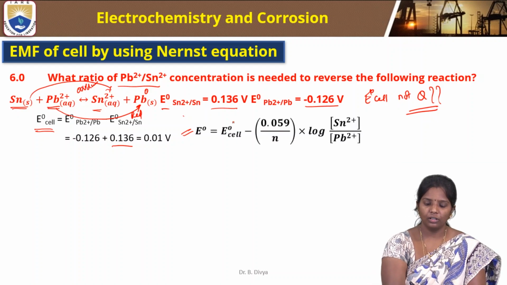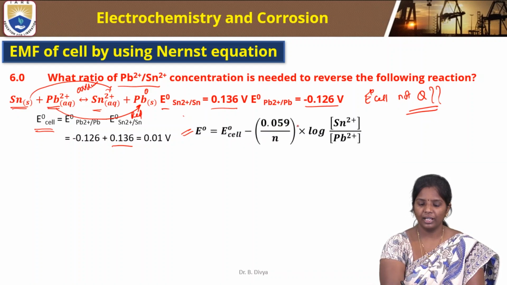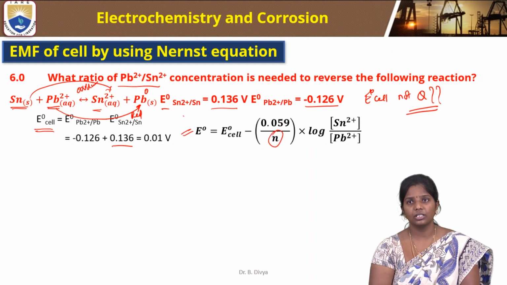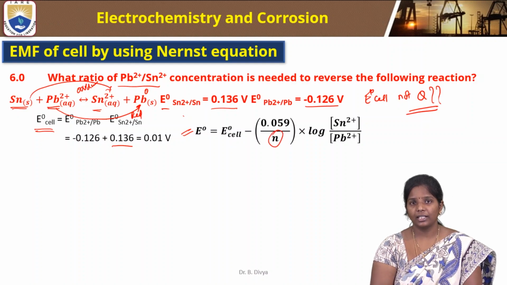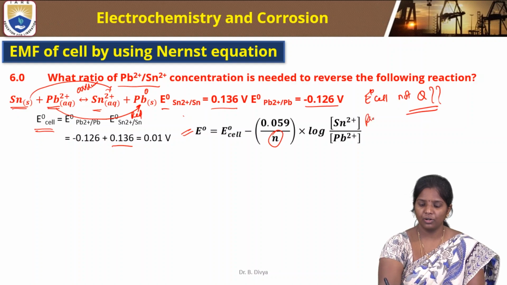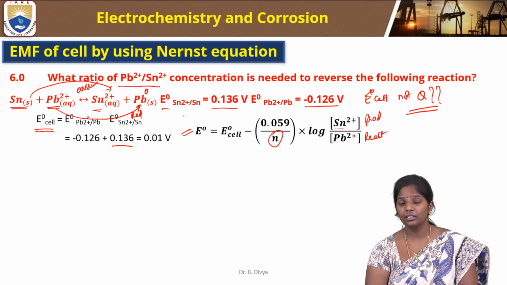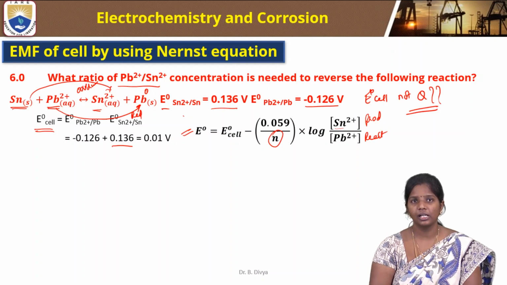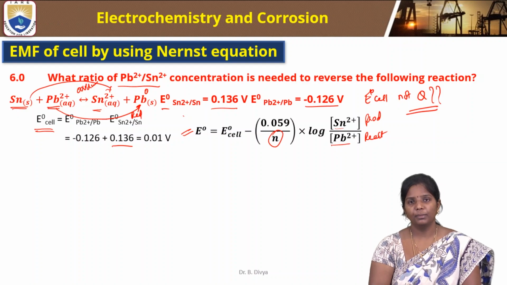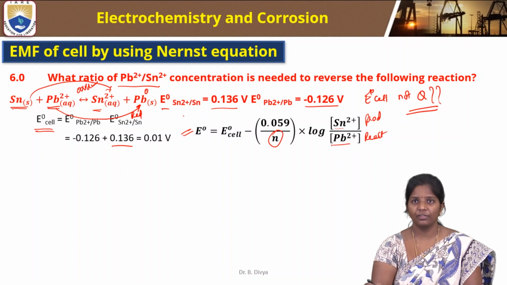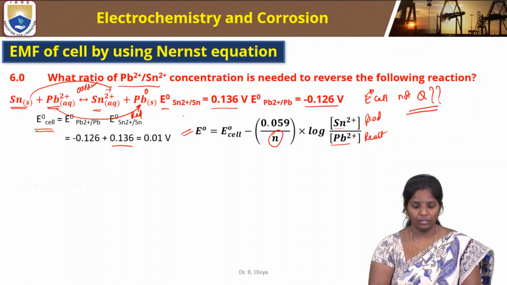So E is equal to E naught cell minus 0.059 by n, where n is the number of electrons, into log of products by reactants. What is the product here? Sn 2 plus ions by Pb 2 plus ions that are present. So we will substitute these accordingly.